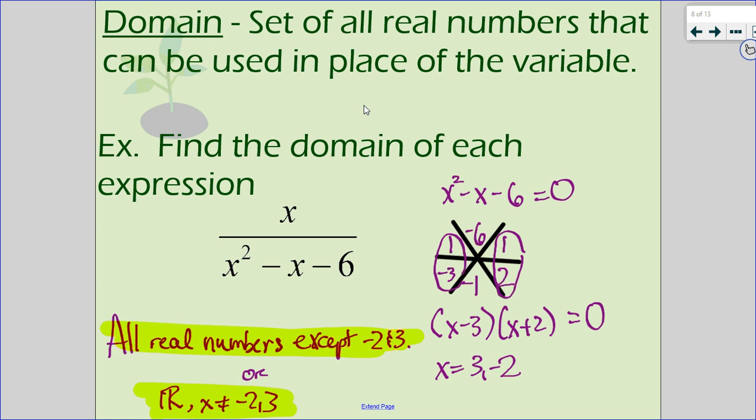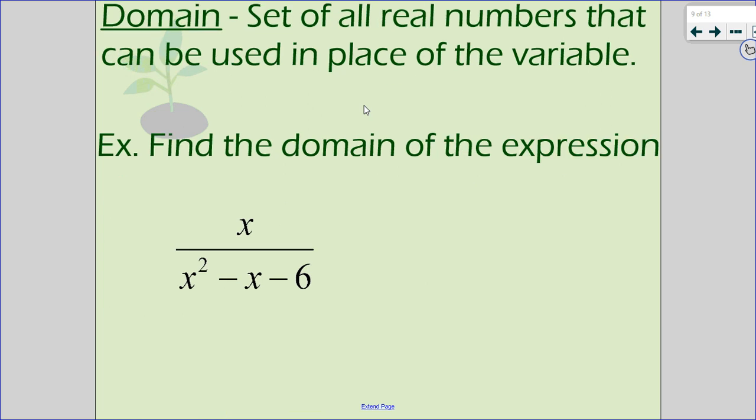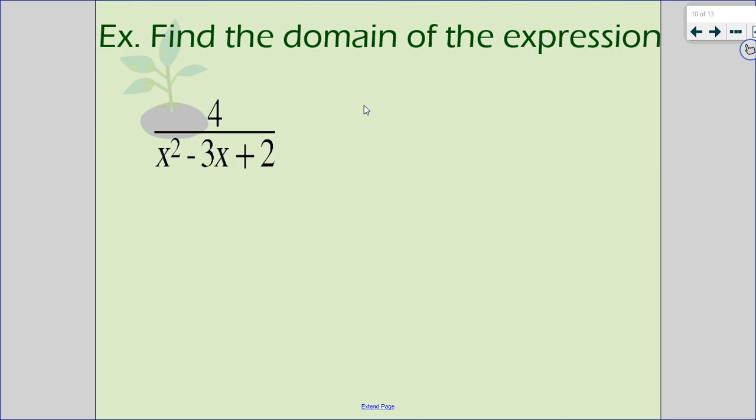All right, let's do this one. So what do we want to focus on first? Yeah, so we're going to write the equation that makes the denominator 0 so we can find out what we have to exclude, what real numbers we have to take out of our domain.